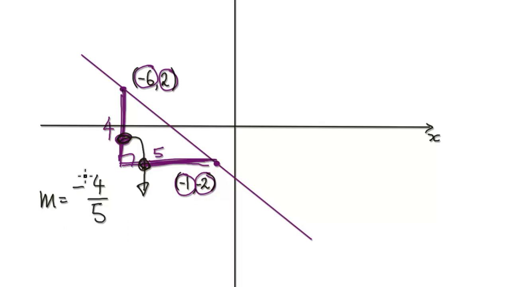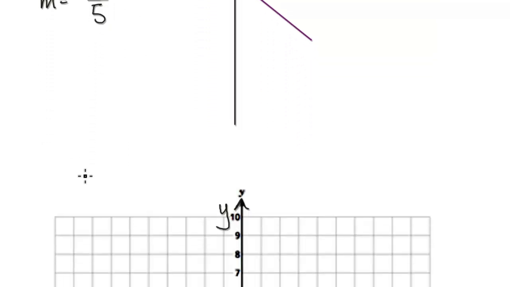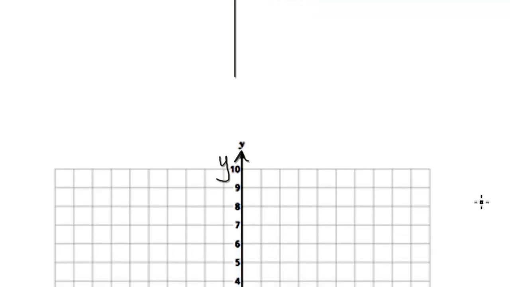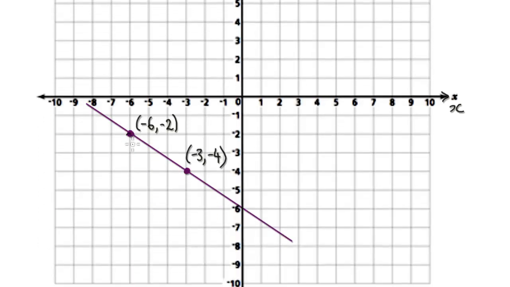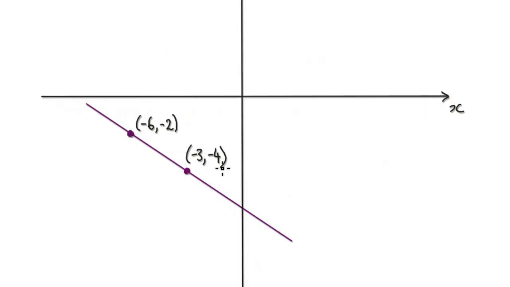Okay, so next one. Work out the gradient of this straight line. For this point here, you would move back -6 and then -2 down. And for this point here, you would move -3 back and then -4 down. That will then take you to here. You won't be given the grid, so work out the gradient of this line. Press pause and have a go.